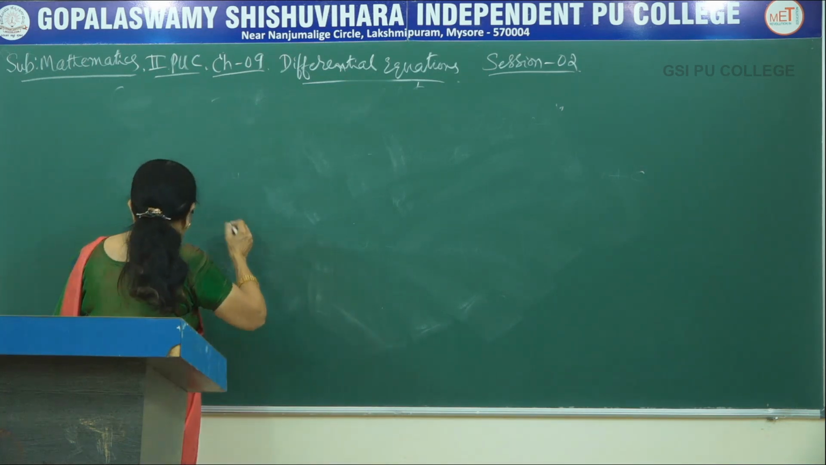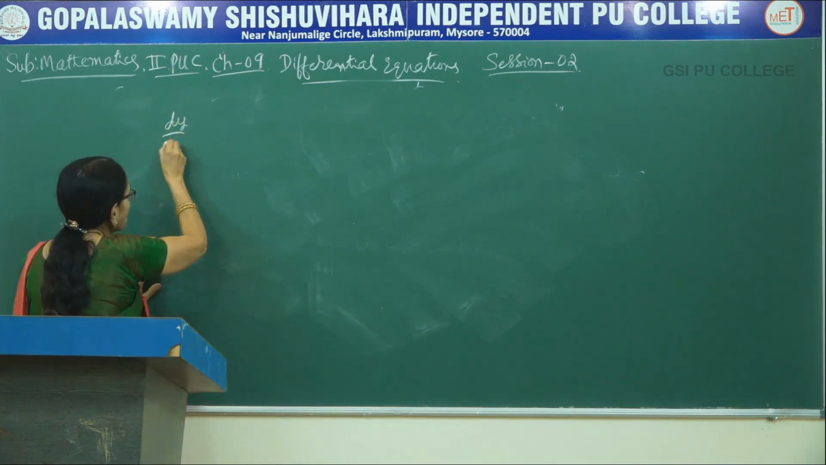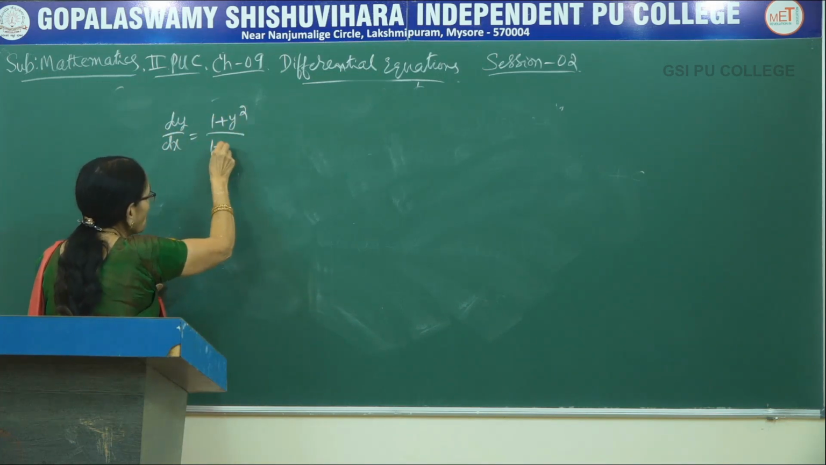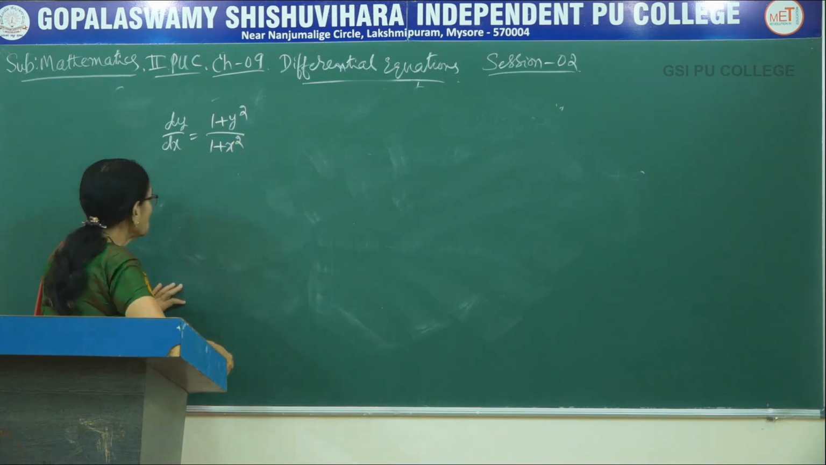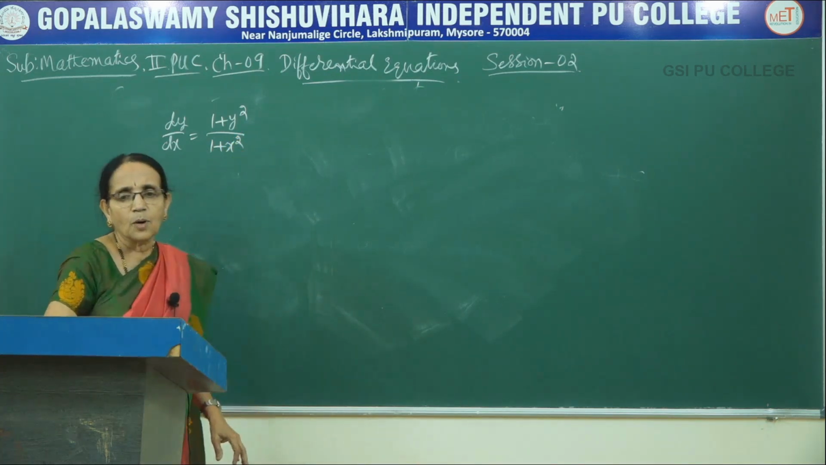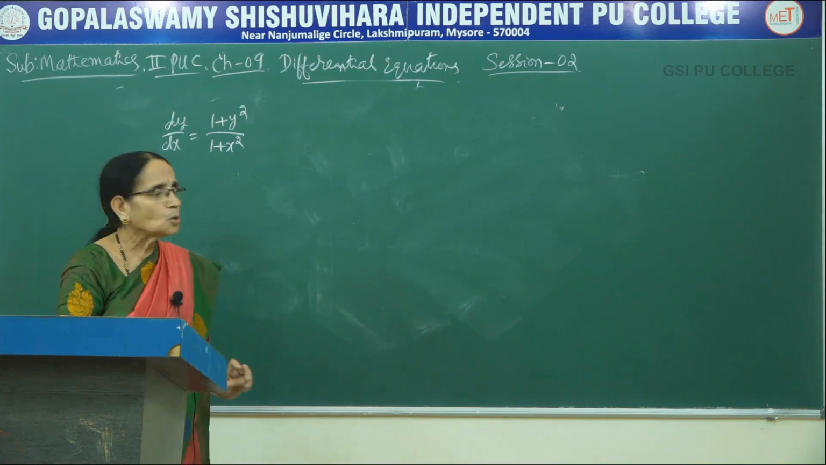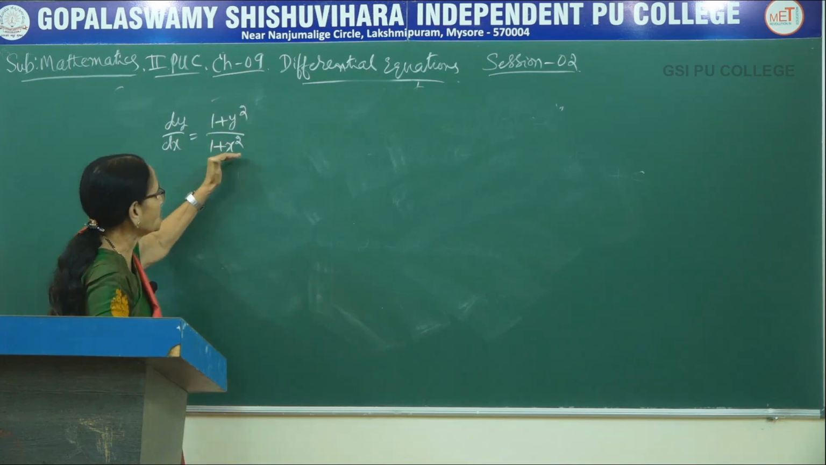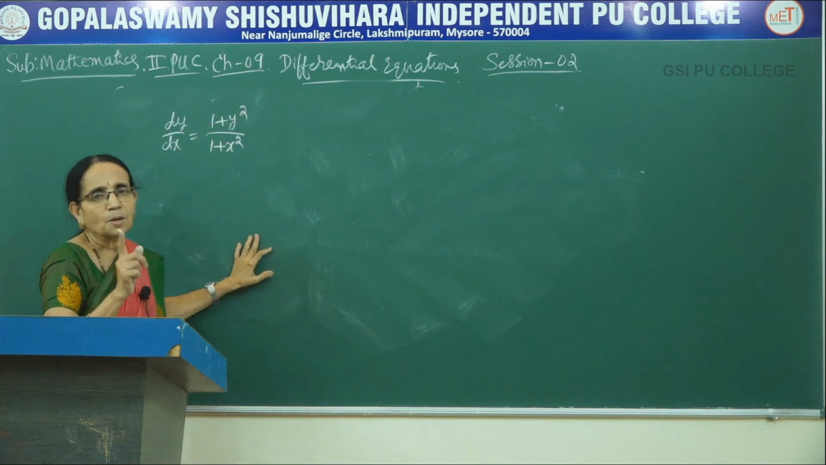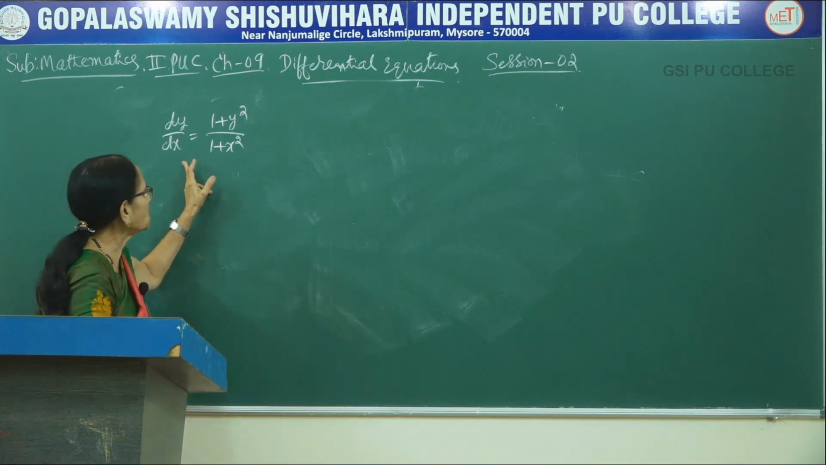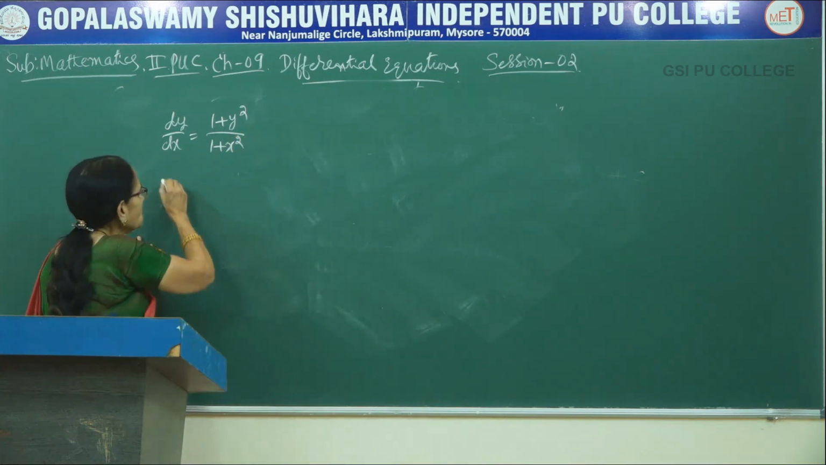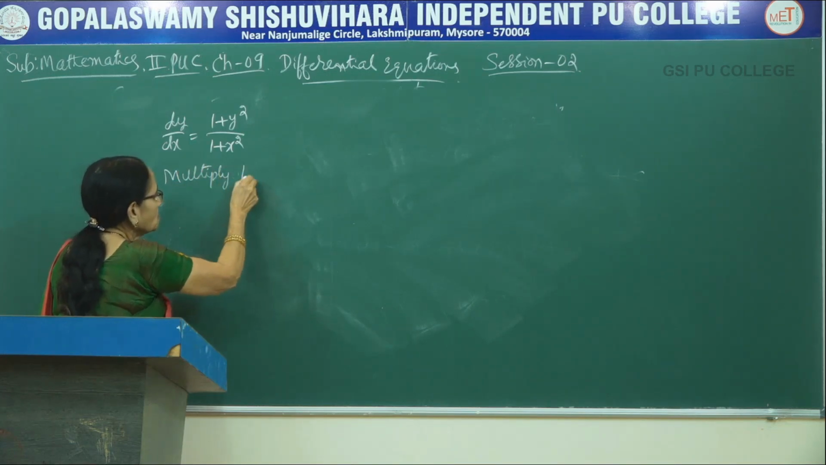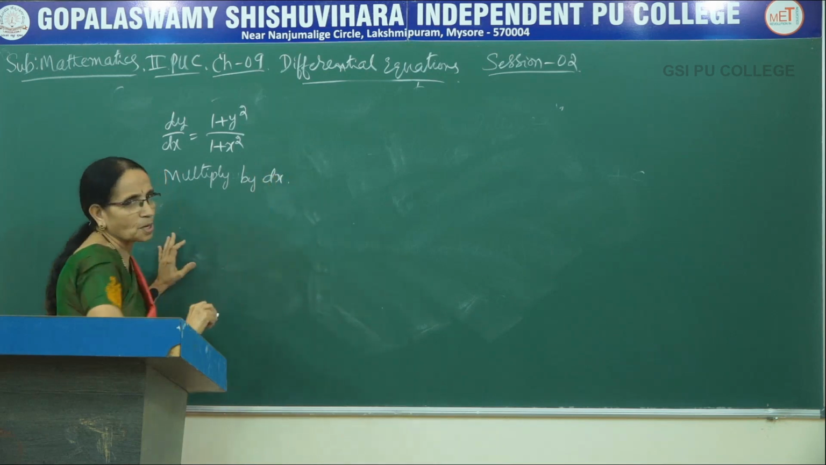dy by dx is equal to 1 plus y square over 1 plus x square. Now look here, left hand side dy by dx, here y term, here x term. So what is the first step I told you? First dx has to be taken to the other side. So first step is multiply by dx, okay?